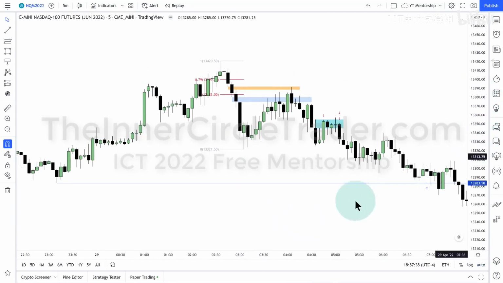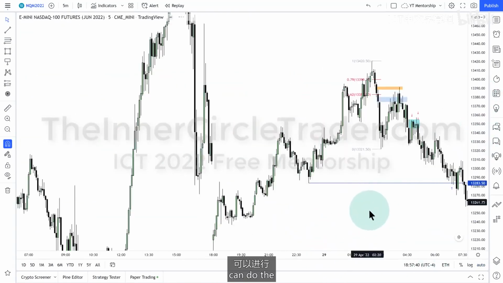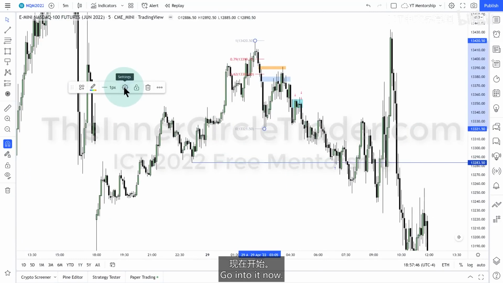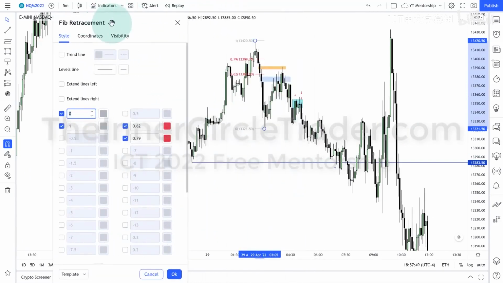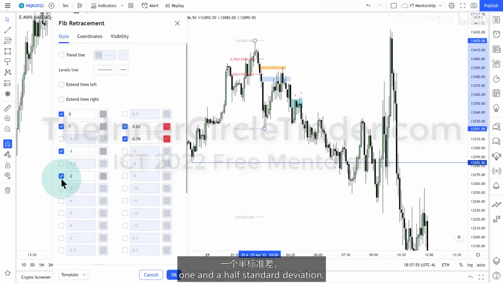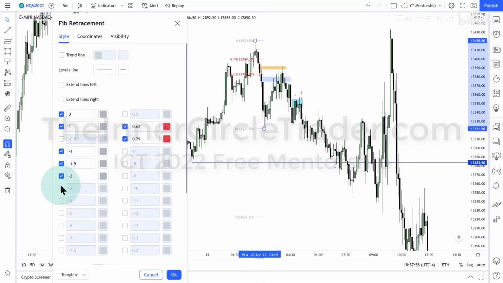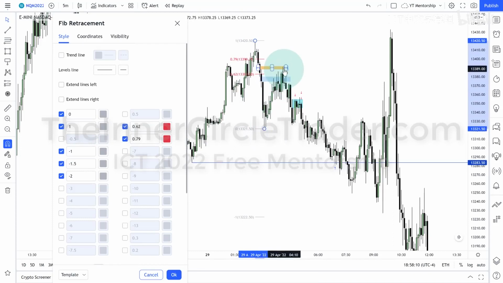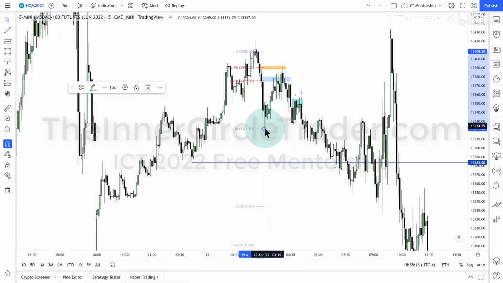And we can do the projections here again. Go into it now. Move this out of the way. Do 1 standard deviation, 2 standard deviations, 1.5 standard deviations, and I think that's enough for this one. So the range from the high and the low, you can get that for your discount and premium. But for optimal trade entry, I like to use the bodies, the lowest open or close in the swings.